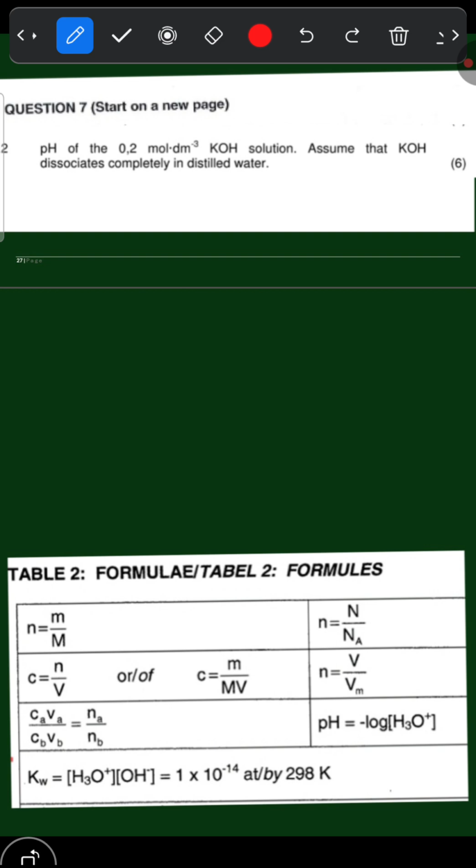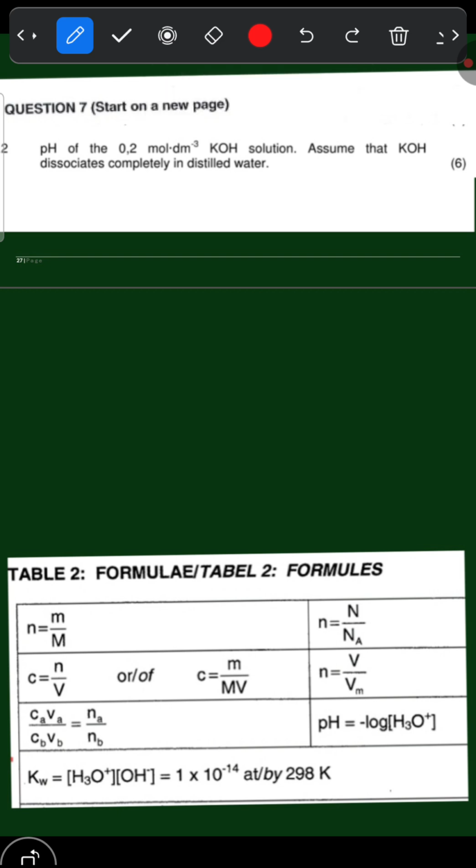Yes. So they say calculate the pH of 0.2 mole per cubic decimeter KOH solution. Assume that the KOH dissociates completely in distilled water, for 6 marks. I'm giving you this. Check. It is very simple to do pH.